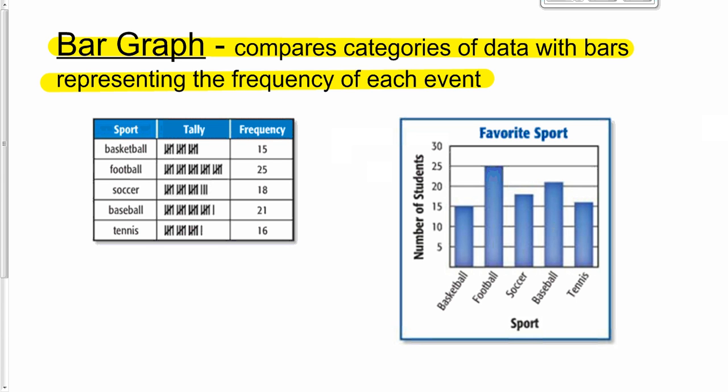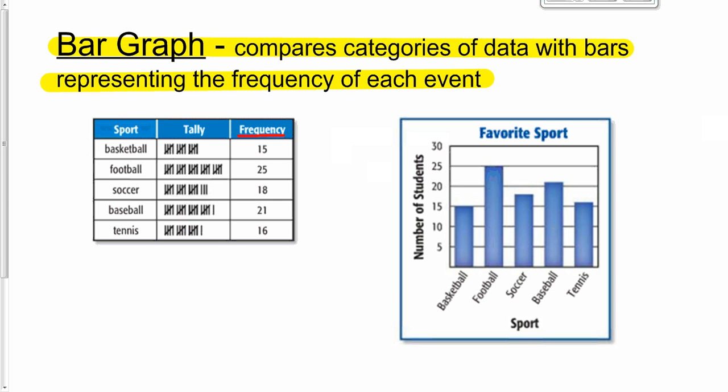So frequency just means the number of responses for each category. For basketball, there were 15 people that said that was their favorite. Football, there were 25 people that said that was their favorite. And then you can convert that frequency into a bar graph.